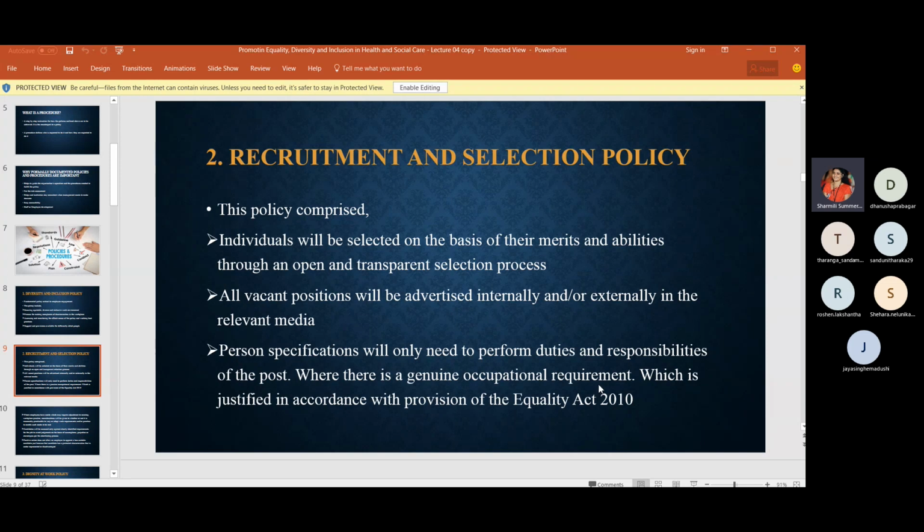So mainly, with this requirement and selection policy, a person can justify it, and this justification is also presented in our Equality Act 2010. Why? This Equality Act, we already studied regarding equal opportunities and all those things. So as a component of this Equality Act, we can justify if any person faces discriminatory treatment regarding these person specifications.